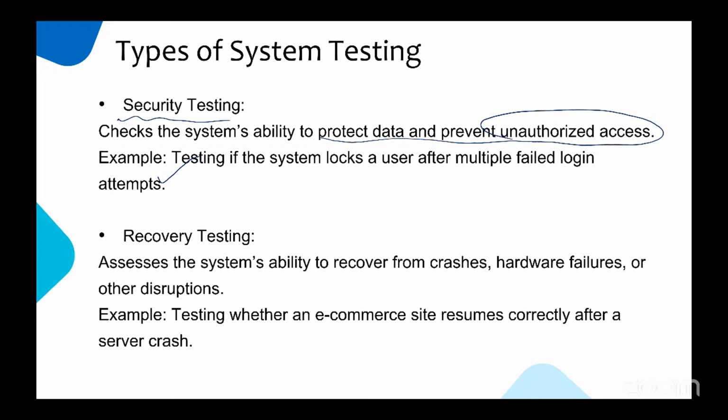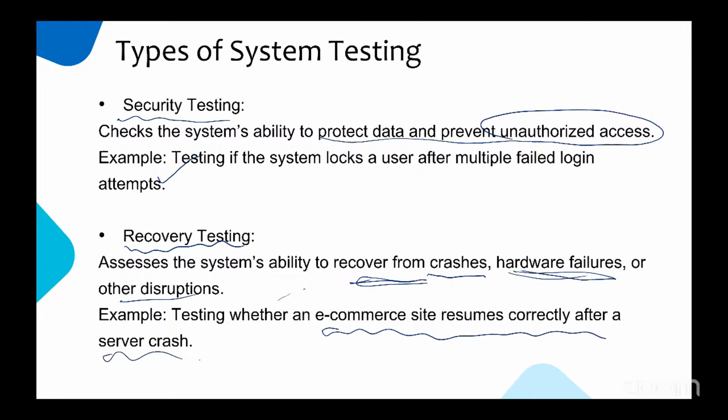Like how manual testing is one roadmap, functional testing, another automation testing, another comes performance testing, security testing, performance automation testing also. So again, a bigger area. Then comes the recovery testing. What they do is try to crash it. See, the system's ability to recover, purposefully they will crash it. After crashing it, whether I am able to recover my data from hardware failures or other disruption. For example, an e-commerce website resumes correctly after a server crash.